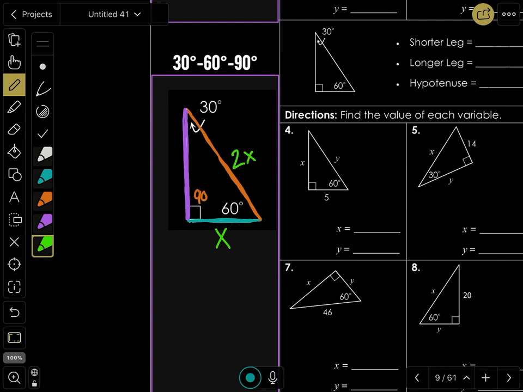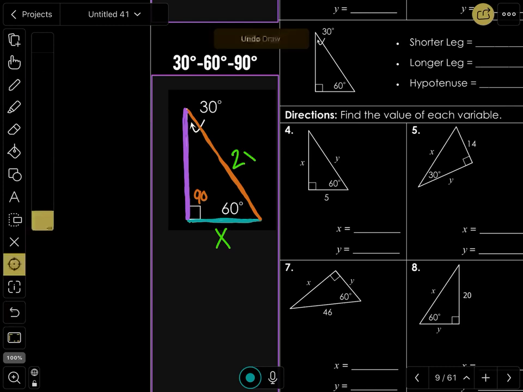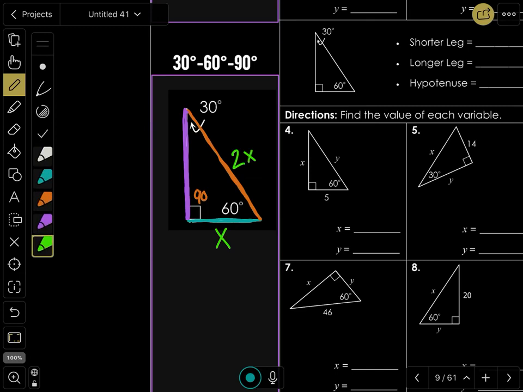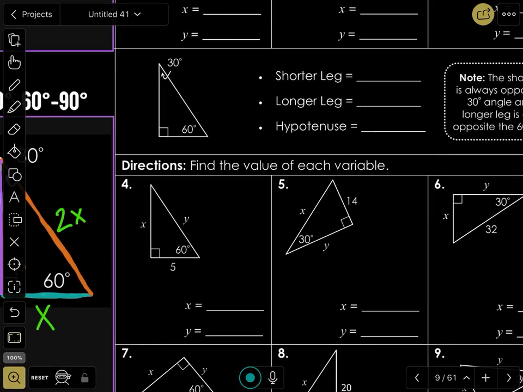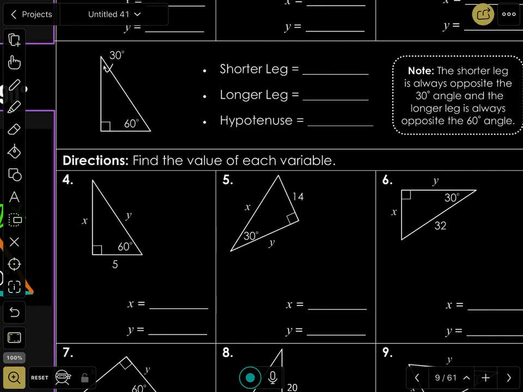And 60, this will be the medium number, and so we're going to somehow make this between one of itself and two of itself. And what we're going to do is we're going to multiply x by square root 3. So smallest number, largest number, medium number. Smallest angle, smallest number. Largest angle, largest number. Medium angle, medium number.